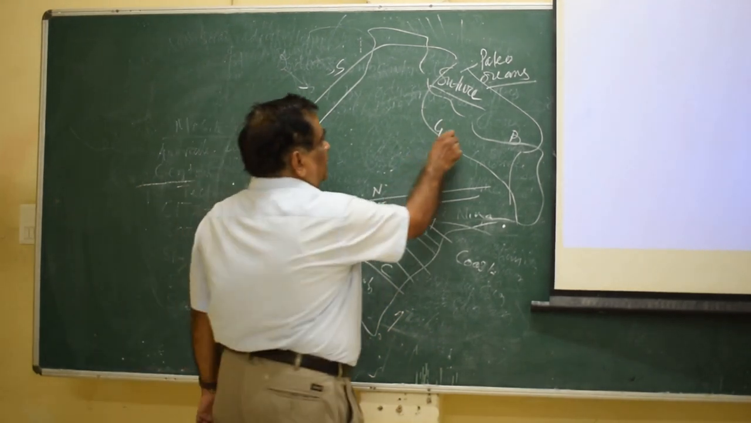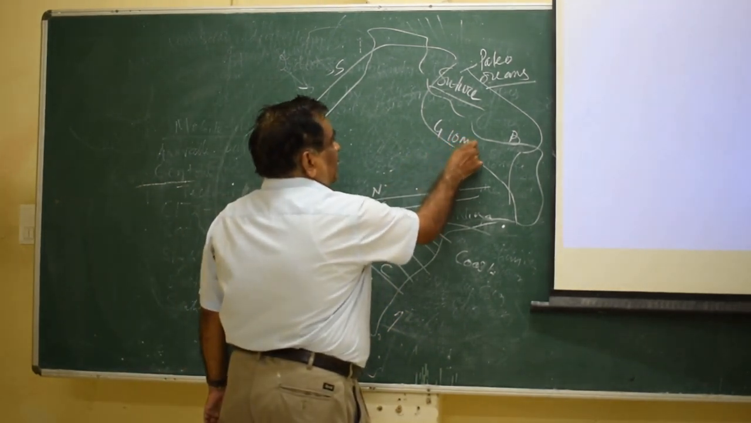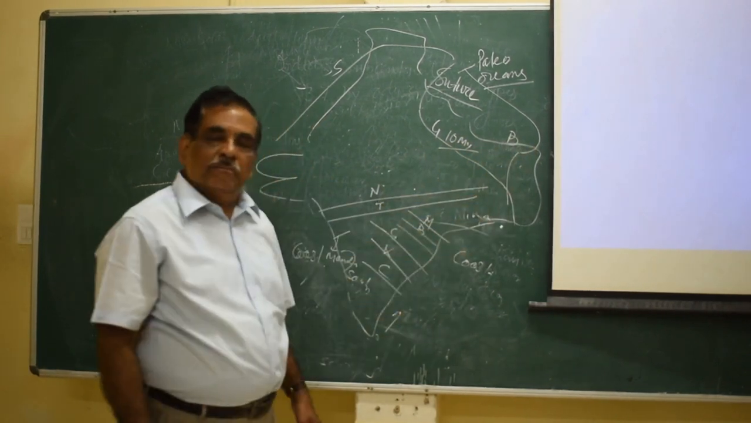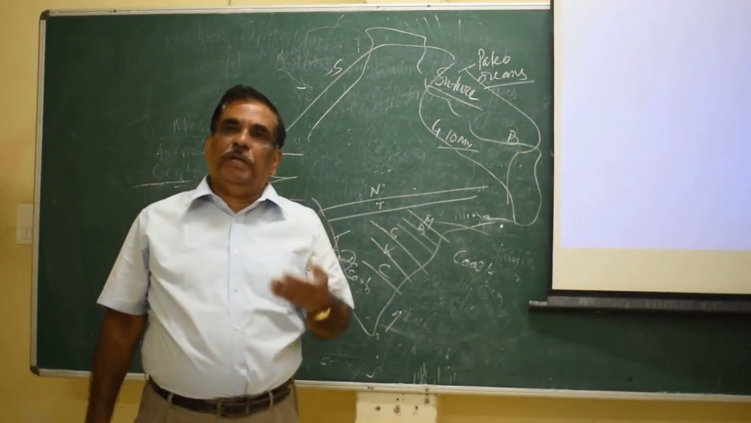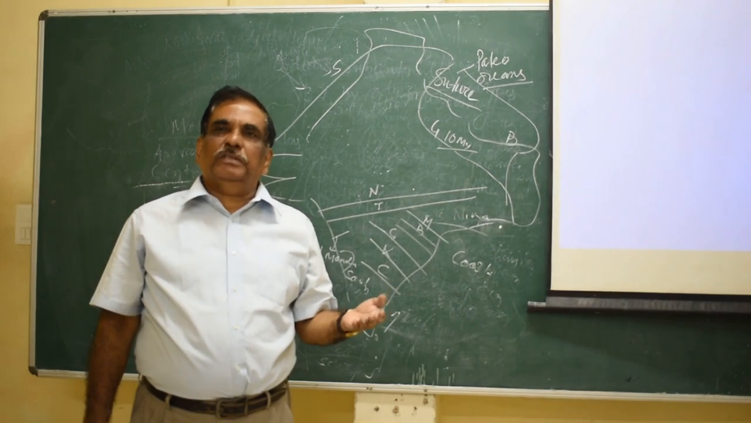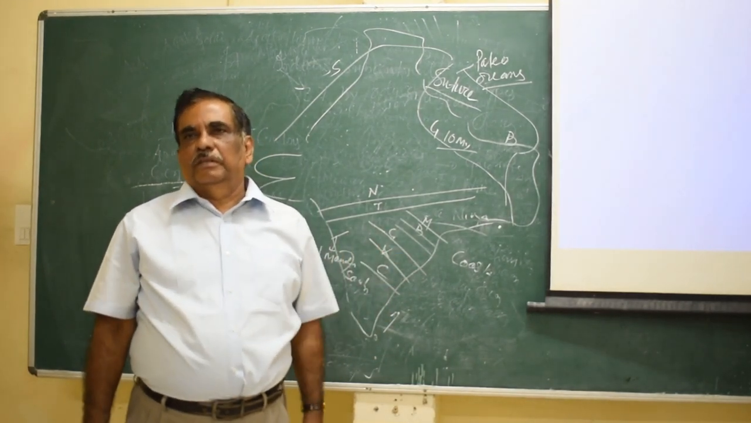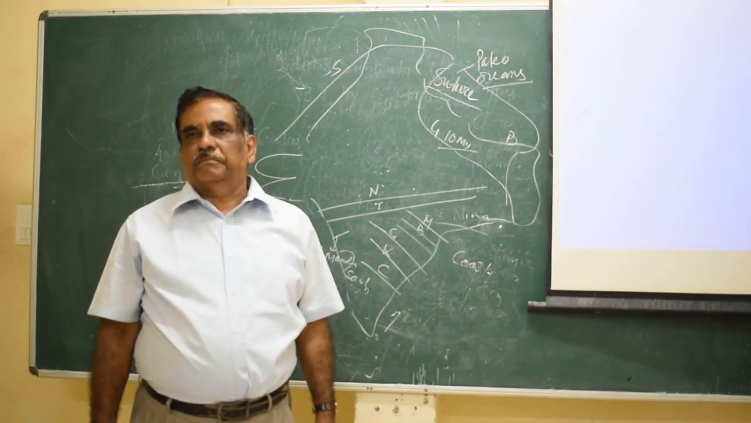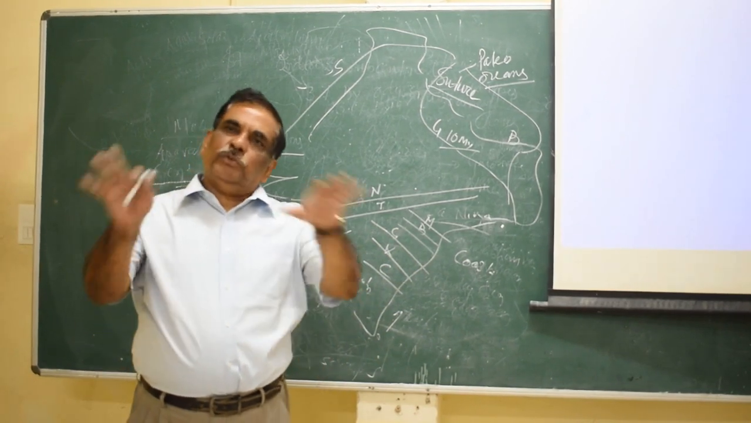So you can date them to about 10 million years, not more than that. The Himalayan mountain belt, the present height you are seeing, is maybe 9 to 10 million years old. Before that, it was within the sea.